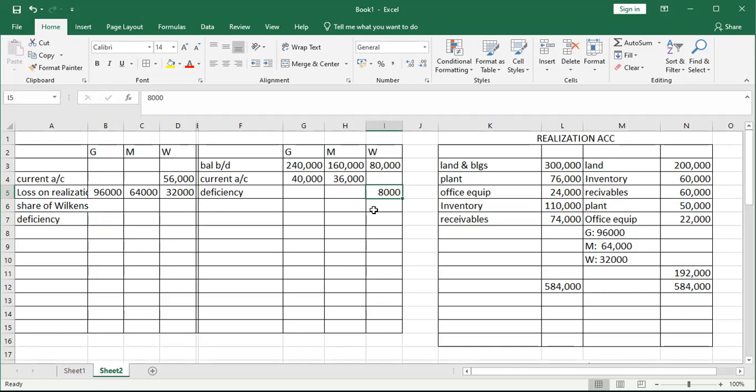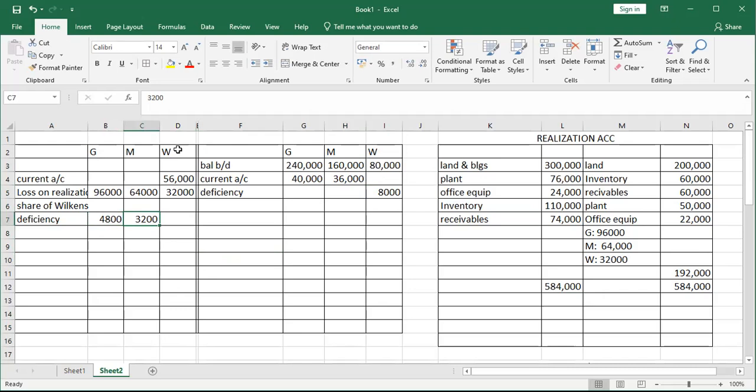4,800 and 3,200. So this one is going to take 4,800 and this other guy will take 3,200. So the deficiency of 8,000 has been shared as 4,800 and 3,200. They have covered this guy. Now, after this, we'll go ahead and balance our capital accounts.